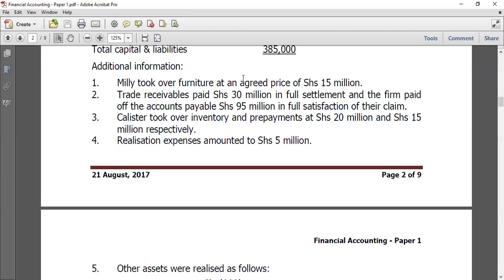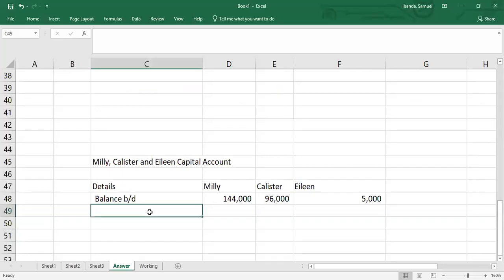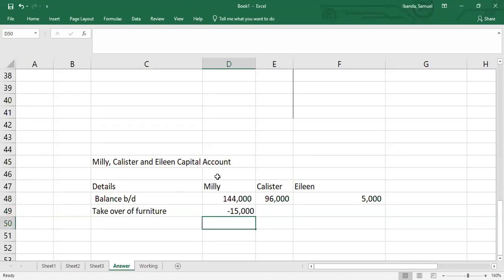So the first one was Millie, and remember what we did with Millie. We created our realization account with the 15 million. So we should also transfer this right here. Takeover of furniture by Millie. So we have to reduce it from their account, and this will be 15 million. Remember, this is a columnar. So whatever is your debit, you put it as a negative. Okay, this is 15 million, like that. So I'll just include it there. You can include it in the bracket or whatever, or put it as a negative. So that is one case.